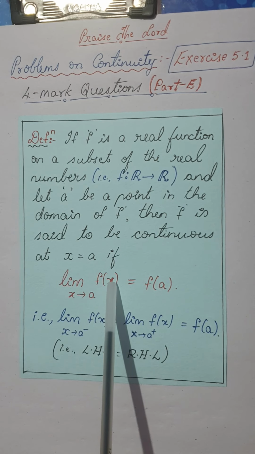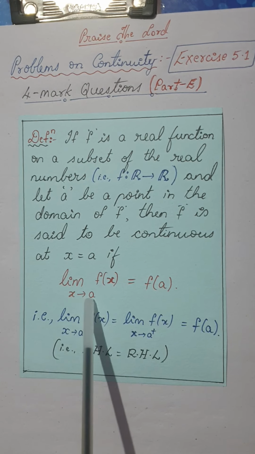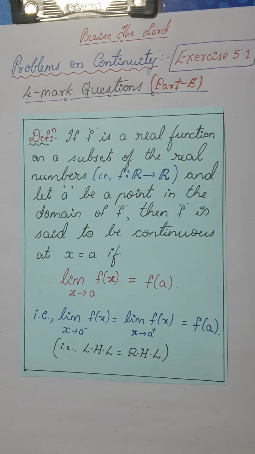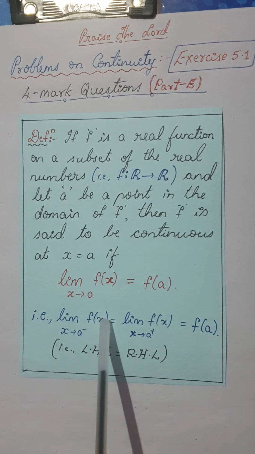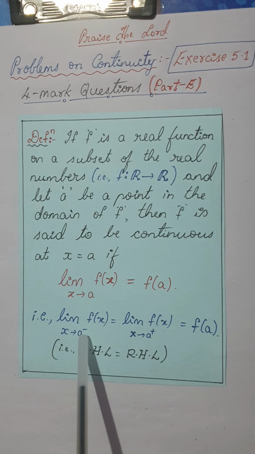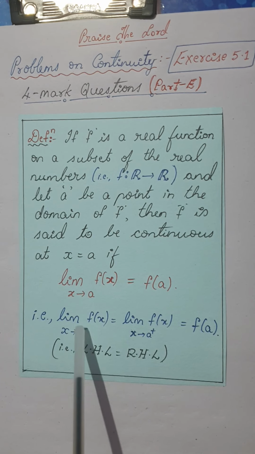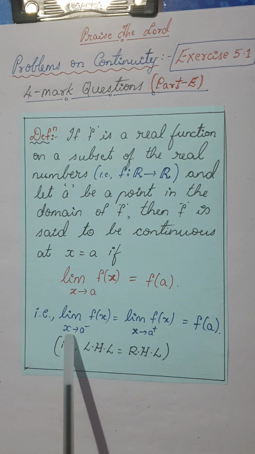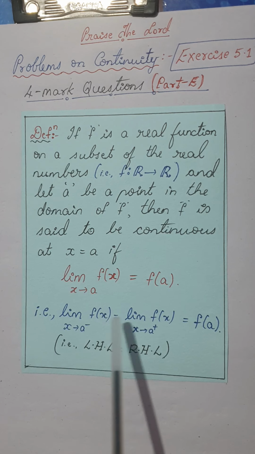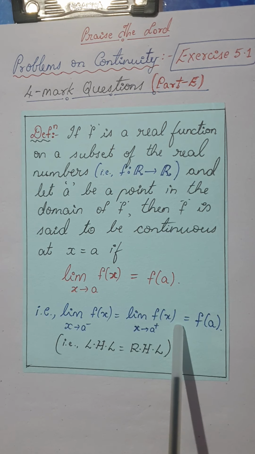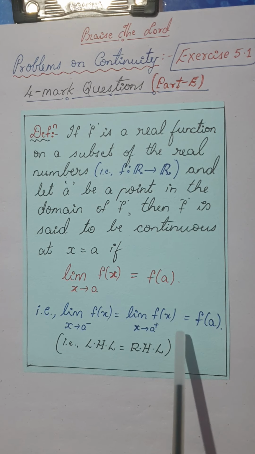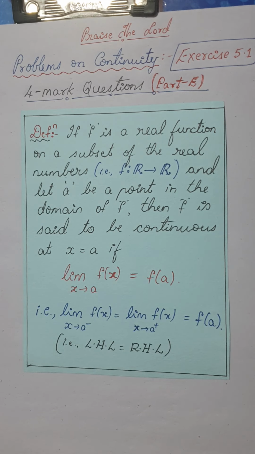So if I say the function is continuous at x is equal to a, then I can either write the limit of f of x as x tends to a is f of a, or depending on the problem, sometimes I write the limit of f of x as x tends to a minus, that is the left hand limit of f of x as x tends to a, is nothing but the right hand limit of f of x as x tends to a. That is nothing but my f of a. So this is the basic definition of continuity.